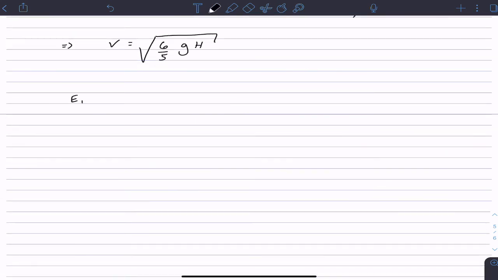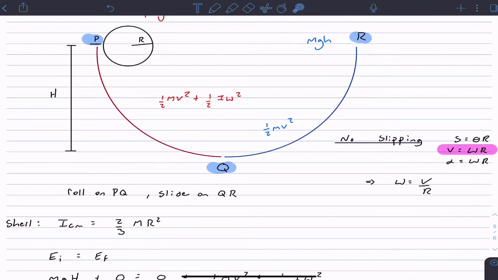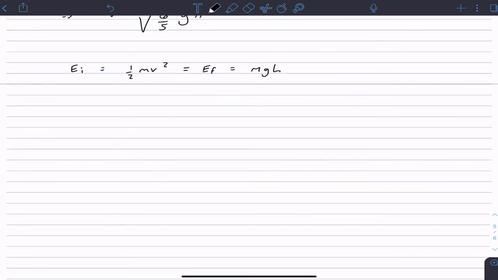So now E_I is equal to half mv squared on the second part of the track. We have no rotational kinetic energy, only translational. There's no gravitational potential, only kinetic, right? So this is going to equal E final, and that's going to equal only gravitational potential, right? Because I had mentioned that this thing's going to go up the ramp and lose kinetic energy and only have gravitational potential. Okay, so now that's pretty straightforward.